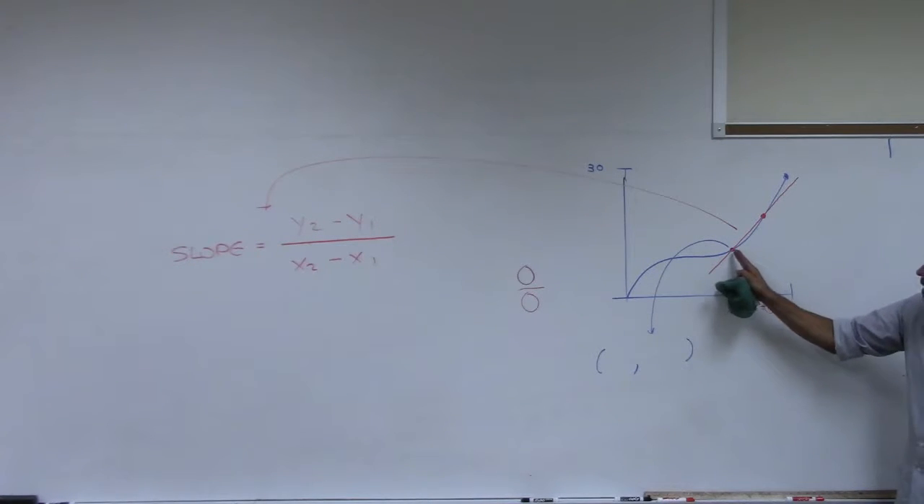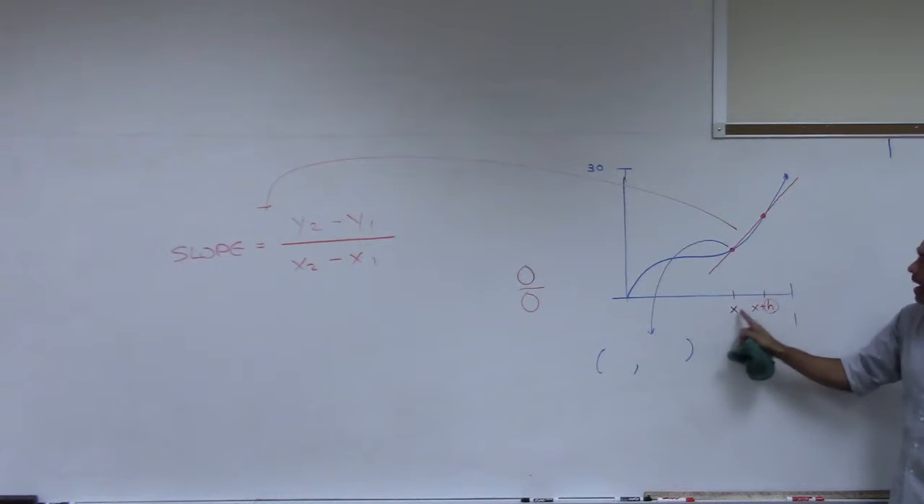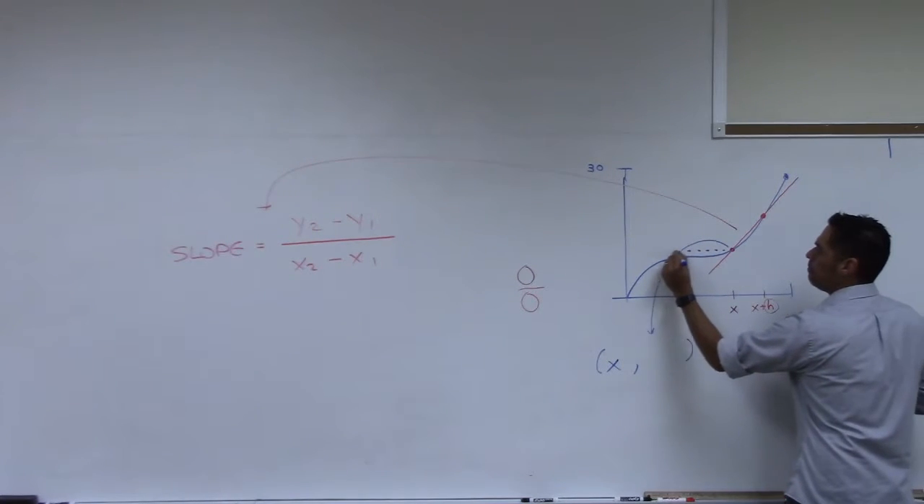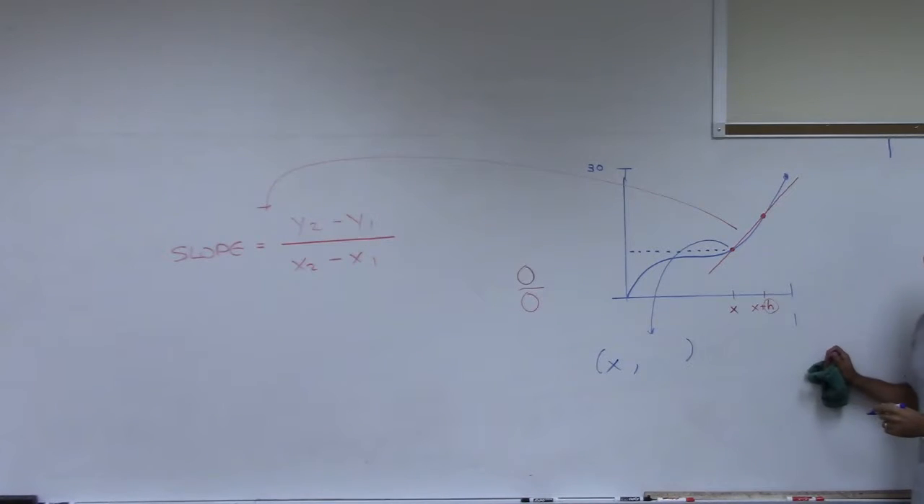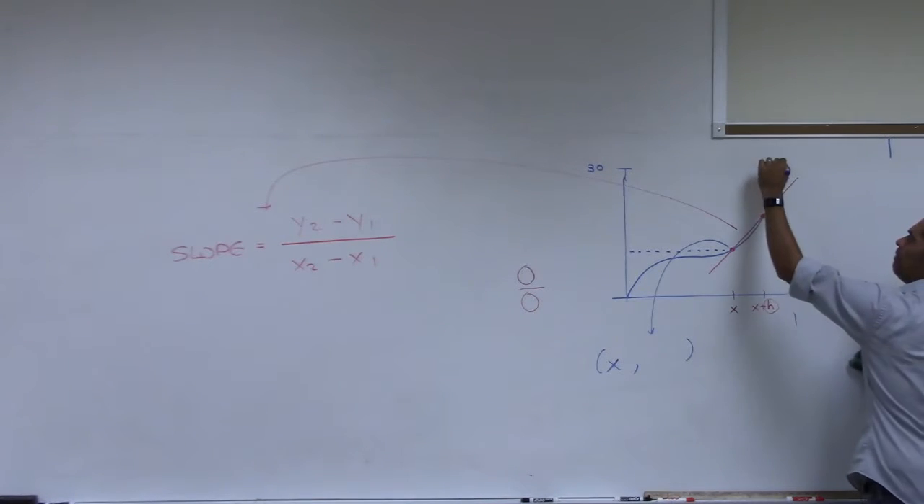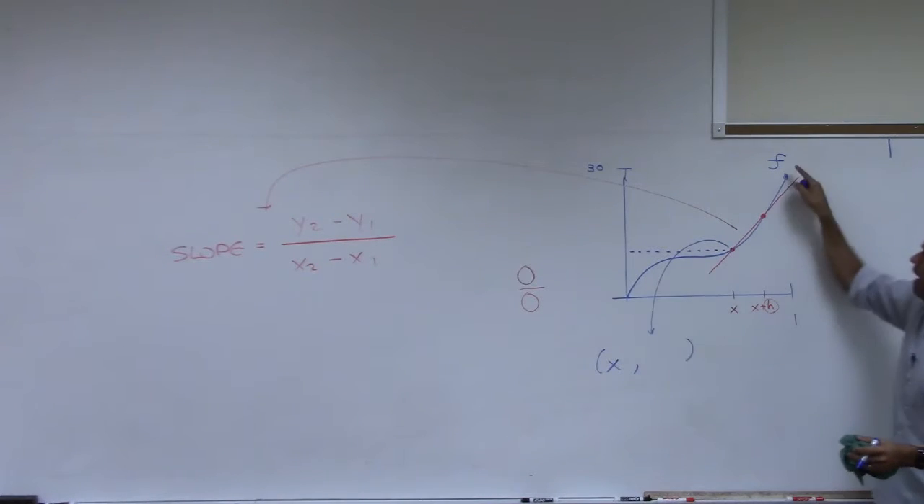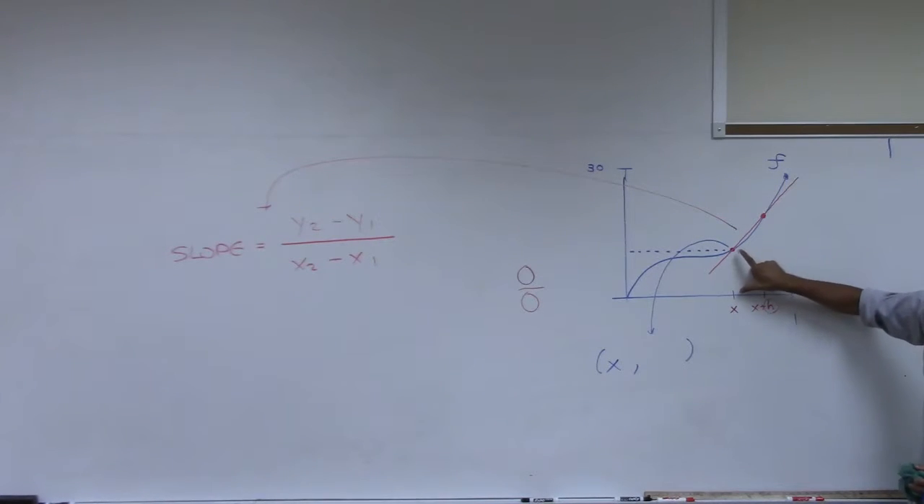So what is the x coordinate of this point? X, okay. What is the y coordinate of this point? We don't know, do we? But if we call this function, the blue function, f, then isn't this height the function's value at x? F of x.